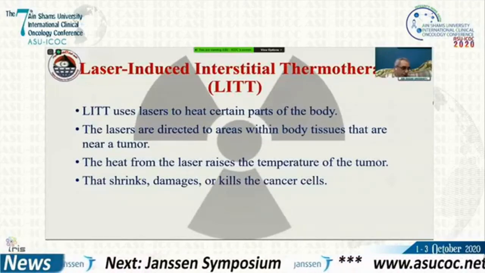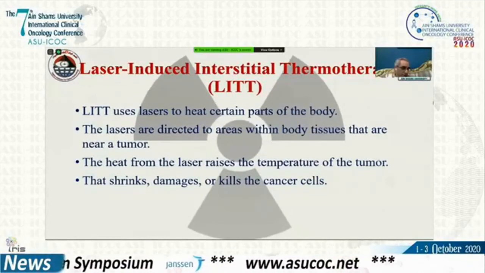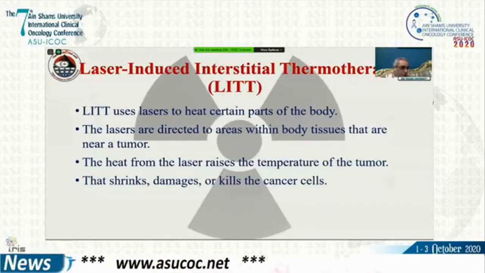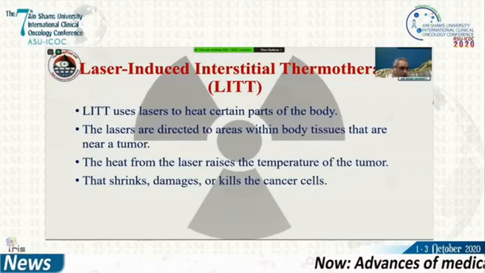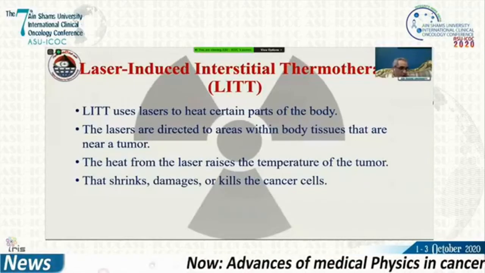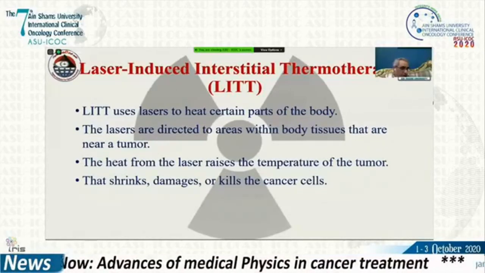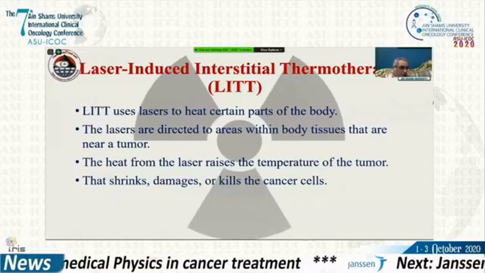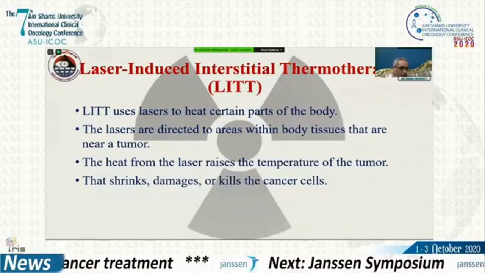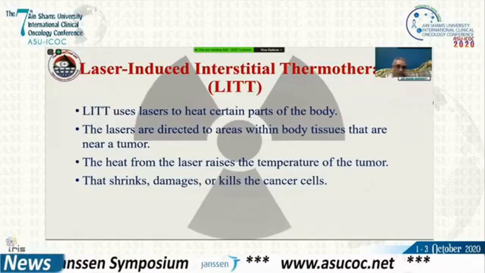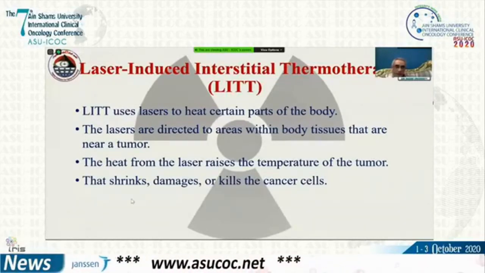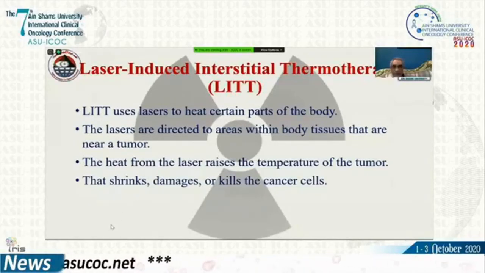Laser-induced interstitial thermotherapy, LITT, uses laser to heat certain parts of the body. The lasers are directed to treat areas within body tissues that are near a tumor. The heat from the laser raises the temperature of the tumor, which shrinks, damages, or kills the cancer cells.